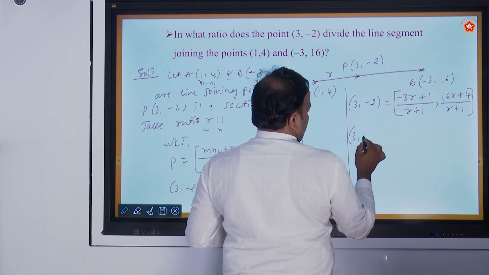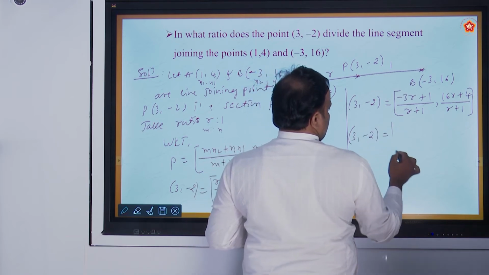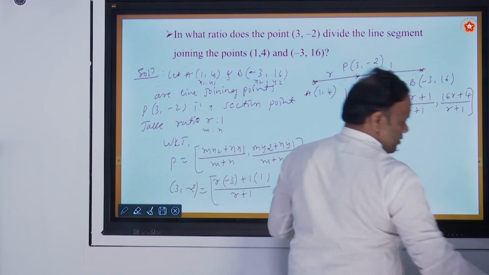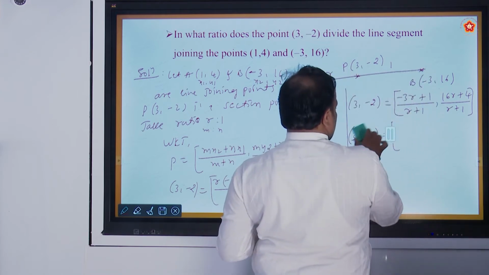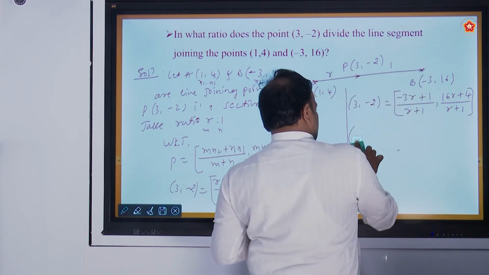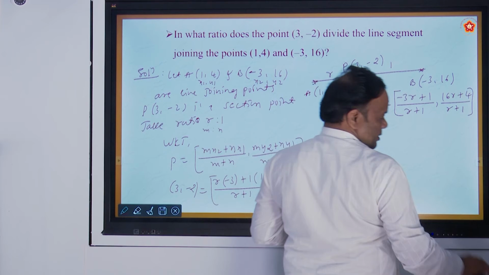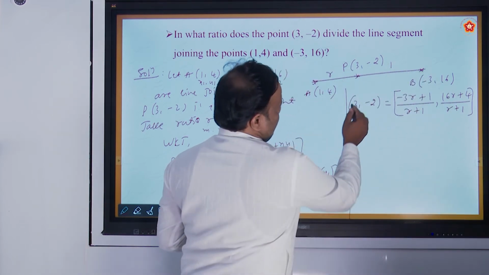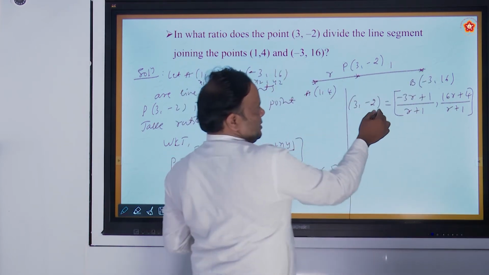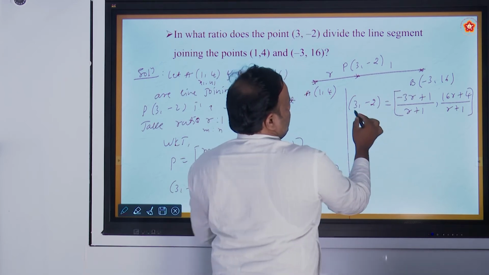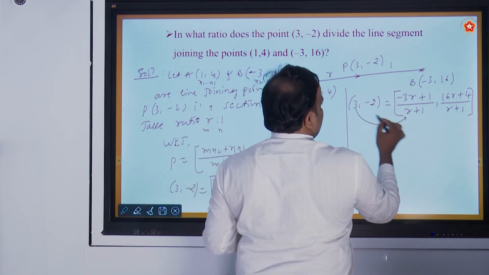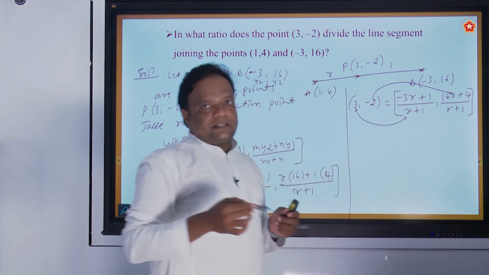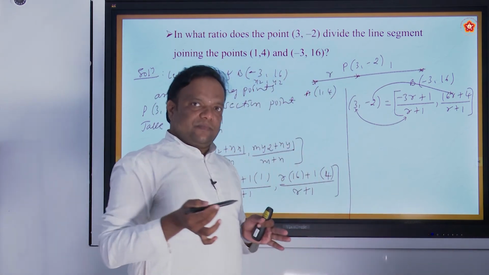So 3, minus 2 is equal to. So observe here, directly we need the value of r, that is the ratio. So you take equating x and y here, equating the corresponding elements. You have to equate 3 with this element and minus 2 with this. You take any one, you will get the same answer. R will get the same value.